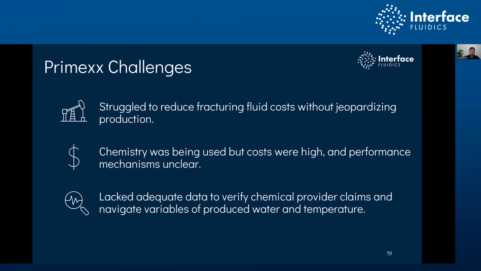So our client struggled to reduce the fracturing fluid costs without jeopardizing production. They didn't feel like they understood the fracturing fluid's performance and the individual component performance well enough to make large changes. They were, as I said, using surfactant chemistry, but the costs on that chemistry are high, and the mechanisms of the performance were unclear. And finally, they lacked adequate data to verify the claims that the chemical provider was making and navigate the many variables that are present when you're working with produced water and high temperature systems.